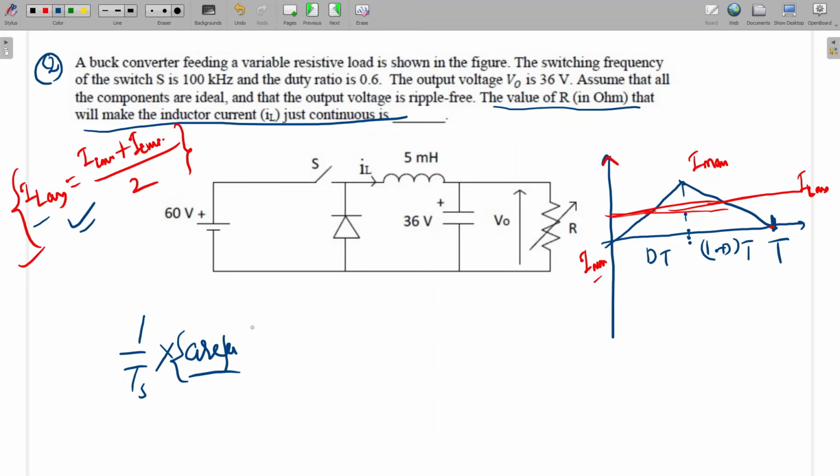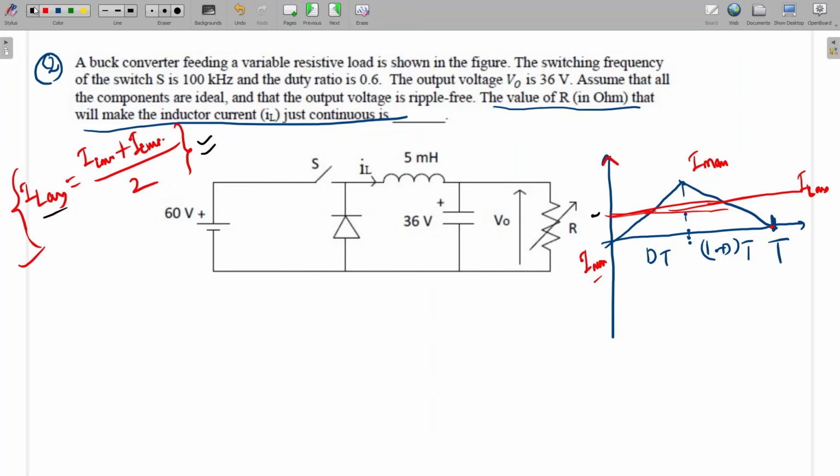Is it clear to all? Should I derive this equation, or do all of you know this? IL average will be at the midpoint only. Why is IL average always at the midpoint? Should I derive this or should I proceed? This equation, IL average equal to IL max plus IL min by 2.